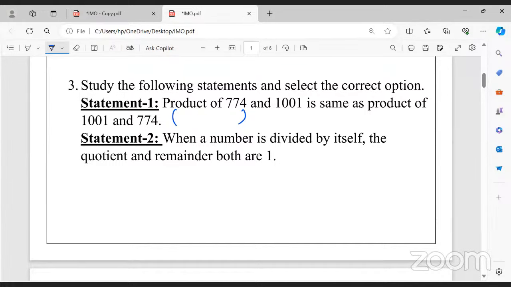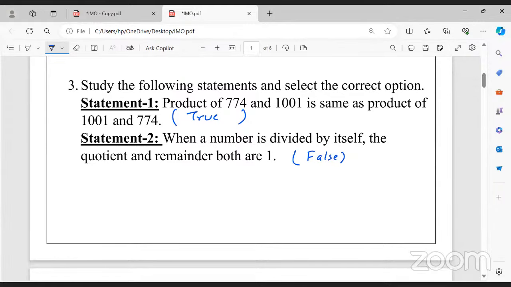I'm writing true then. Now, statement 2: when a number is divided by itself, suppose 5 divided by 5, the quotient and the remainder both are 1. False. Only the quotient is 1. The remainder cannot be 1. The remainder will be 0. So this is false. Very good.